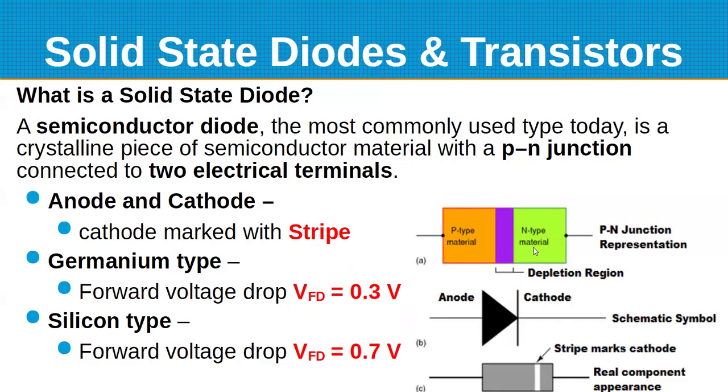So here you can see the P material, which has an electrode connected to it, and the N material has an electrode. So that makes a two electrode diode. We call the positive end the anode, and the negative or N material end the cathode. And we use this symbol of the triangle and a bar to represent the diode, the bar being the cathode end or the negative end.